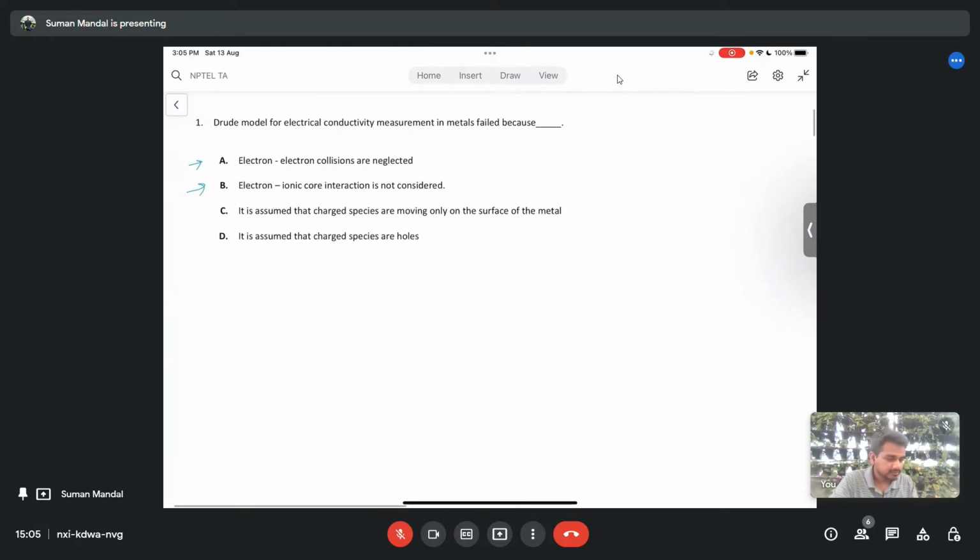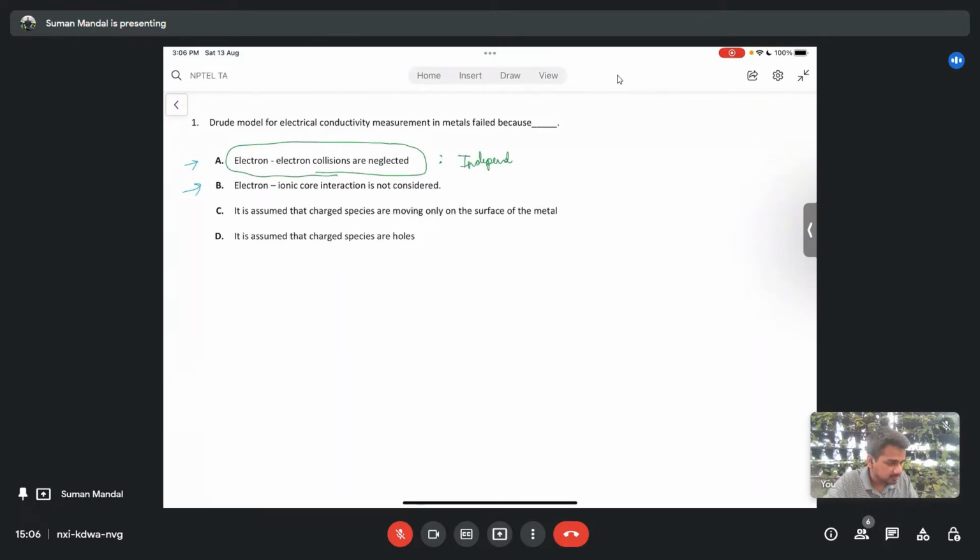So this electron collisions are neglected. This is an assumption called the independent electron assumption. And the one in which the electron and ionic interactions were not considered is called the free electron assumption.